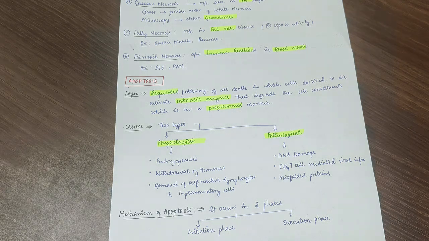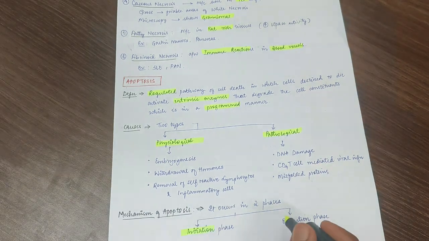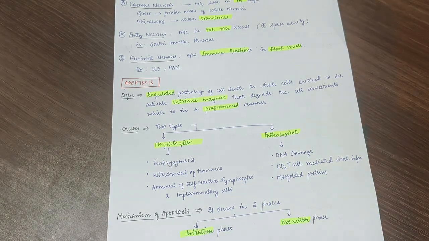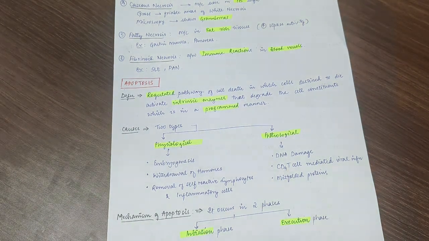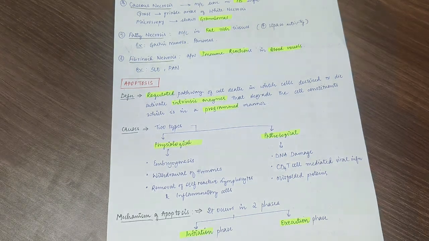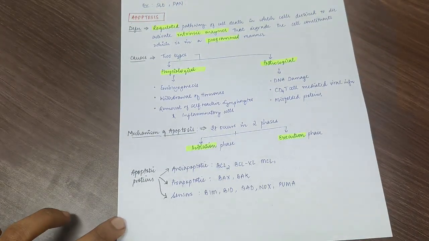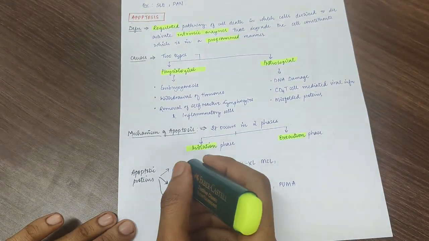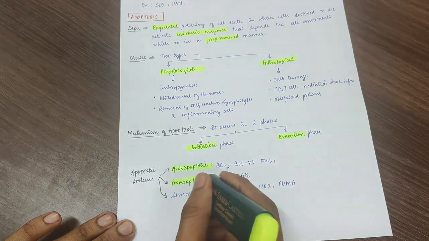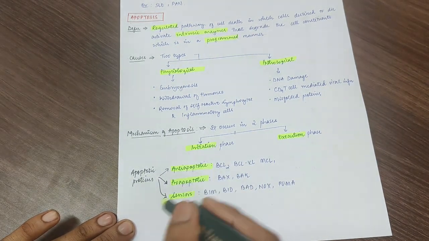The mechanism of apoptosis occurs in two phases, that is the initiation phase and the execution phase. So what are the two phases you must remember? Initiation phase and execution phase. What are the apoptotic proteins? Remember, anti-apoptotic, pro-apoptotic and sensors.